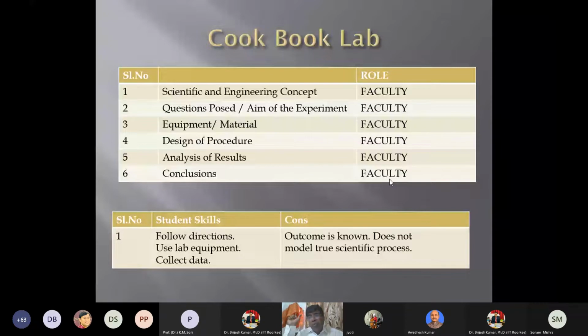Starting from aim of experiments, apparatus required, procedure to be followed, tabular column, calculation, everything is known in cookbook lab. And even we say the graph should come like this only. Yes or no? Yes, sir. We will say in engineering laboratories, we will give the model graph and then say your graph also should come like this only. Yes, agreed? Yes, sir.